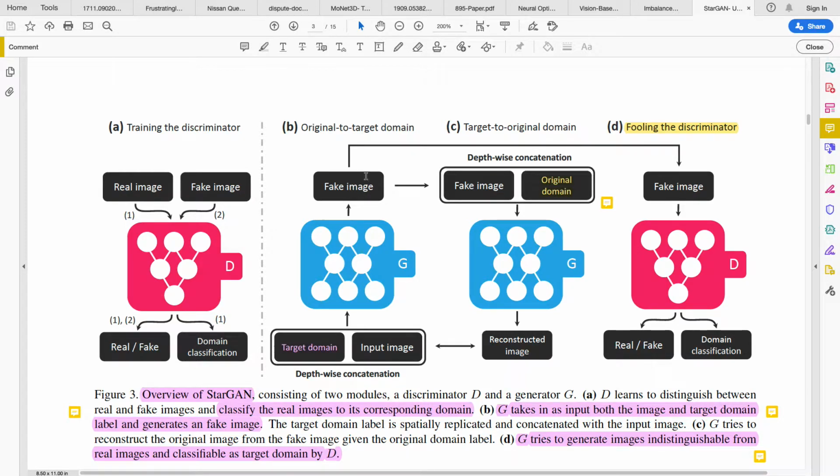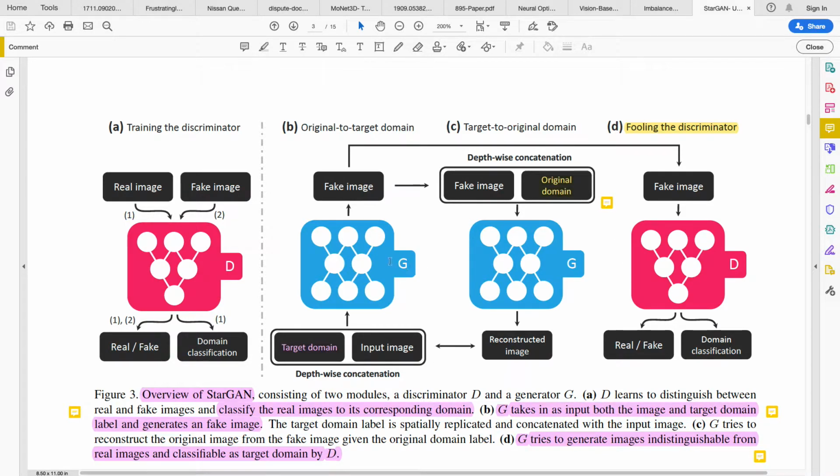So we generate a fake image and it goes into the discriminator, and the discriminator will try to classify it as either real or fake. And if the discriminator is able to get that it is real, it will also try to predict the domain of that image.